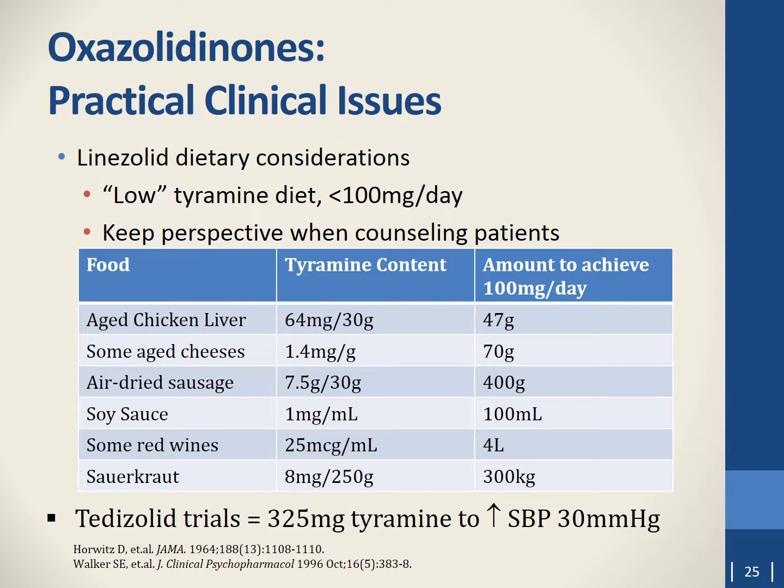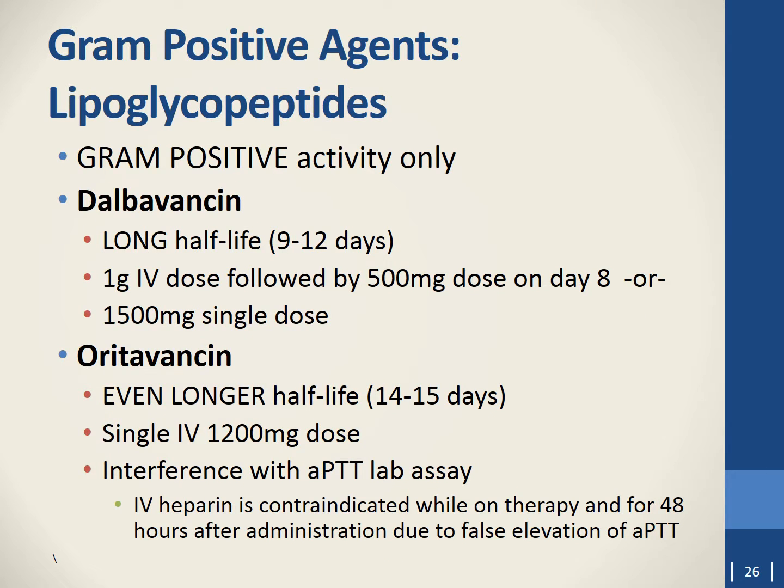So you can see from this chart that I made for you, essentially, you would have to have 4 liters of red wine in a day, 100 milliliters of soy sauce, potentially some aged cheeses, so that's right around a little over 2 ounces of cheese. That would be potentially possible. But the rest of these, 300 kilograms of sauerkraut, even being in Wisconsin, I think that's not going to happen. So again, while that's listed there, the odds that patients are actually going to get enough tyramine in a normal American diet to cause a problem is slim to none.